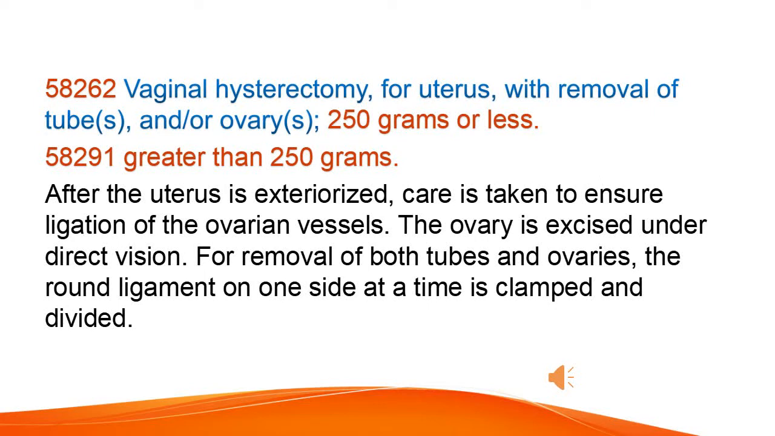Vaginal hysterectomy, for uterus, with removal of tube(s) and/or ovary(s), 250 grams or less. Greater than 250 grams. After the uterus is exteriorized, care is taken to ensure ligation of the ovarian vessels. The ovary is excised under direct vision. For removal of both tubes and ovaries, the round ligament on one side at a time is clamped and divided.